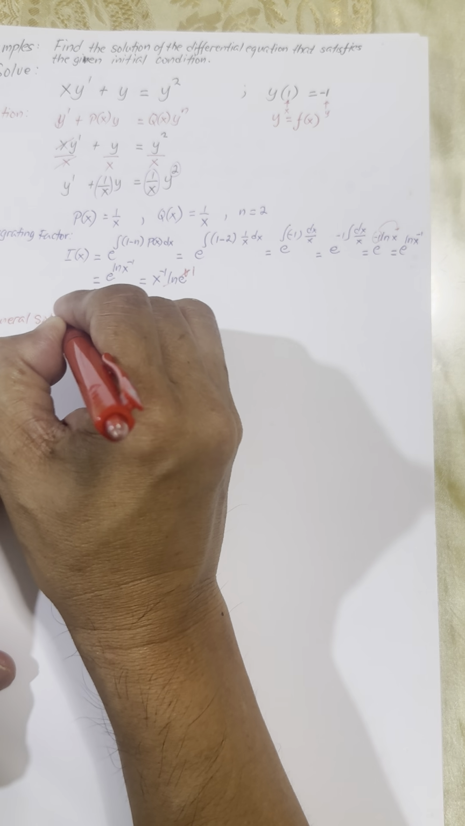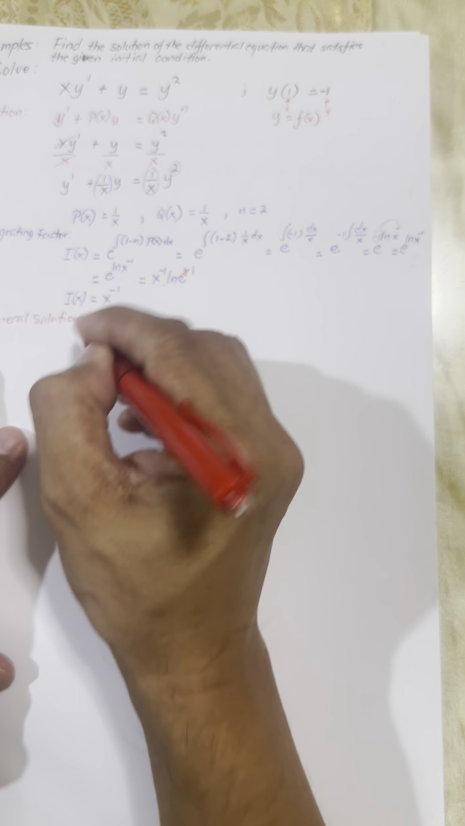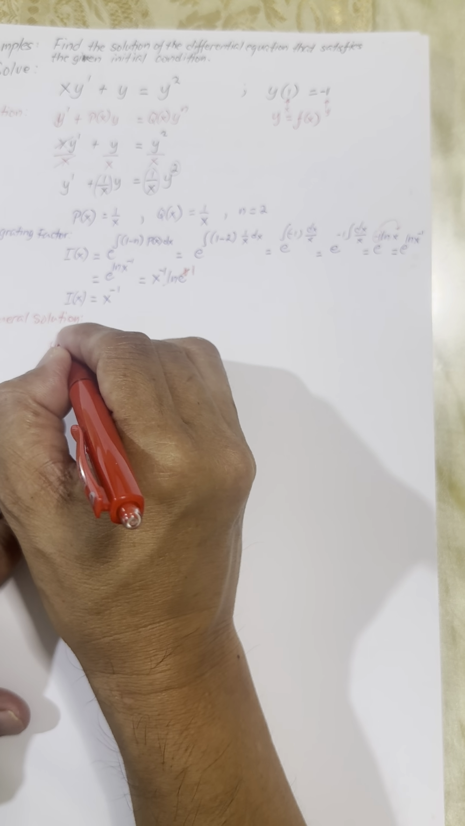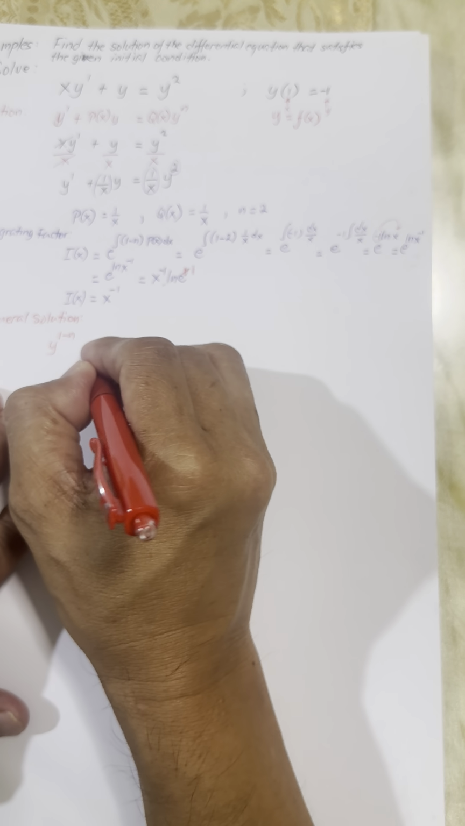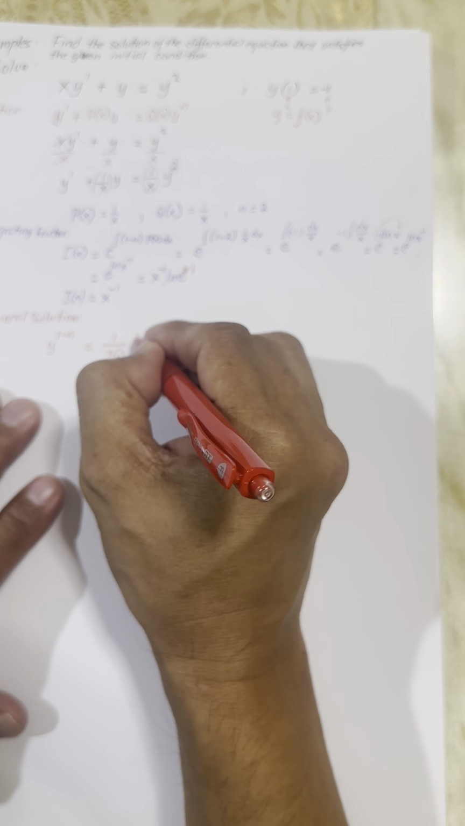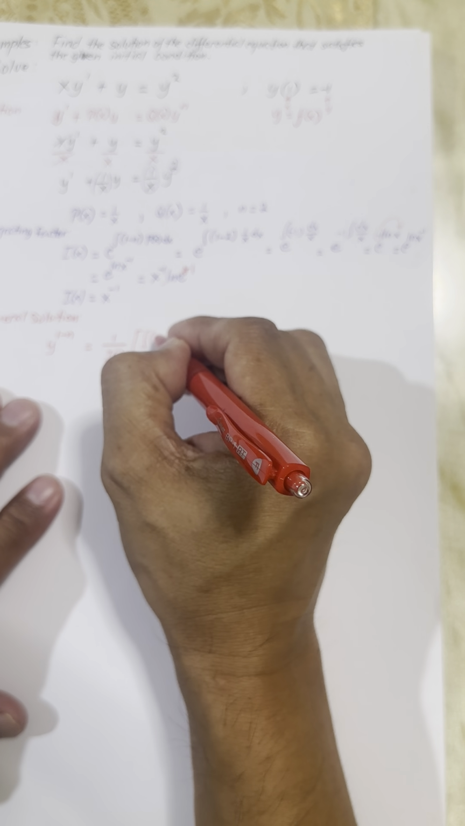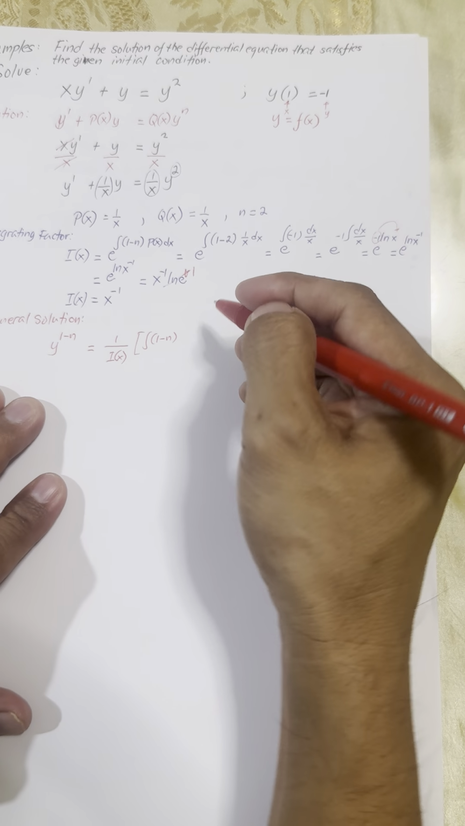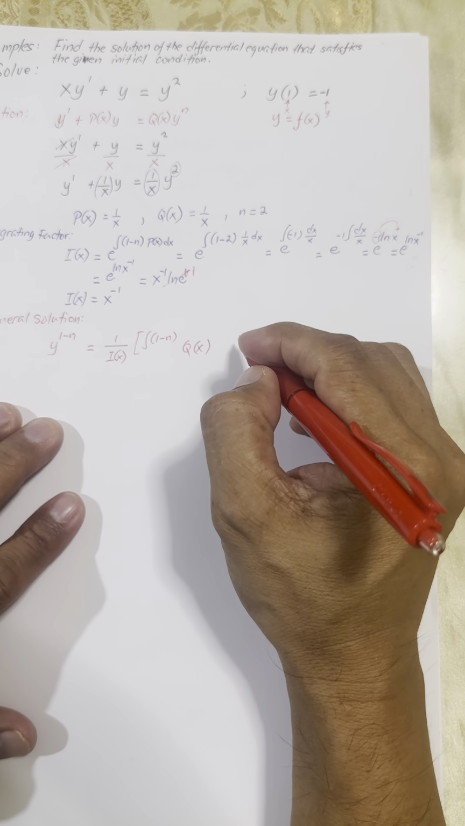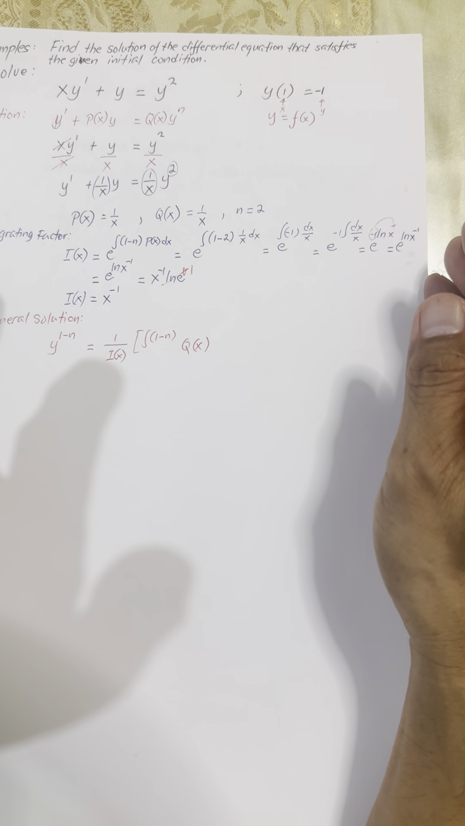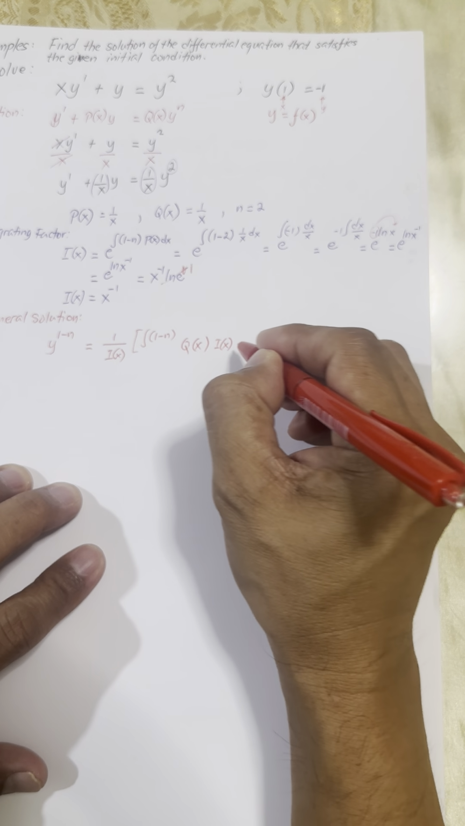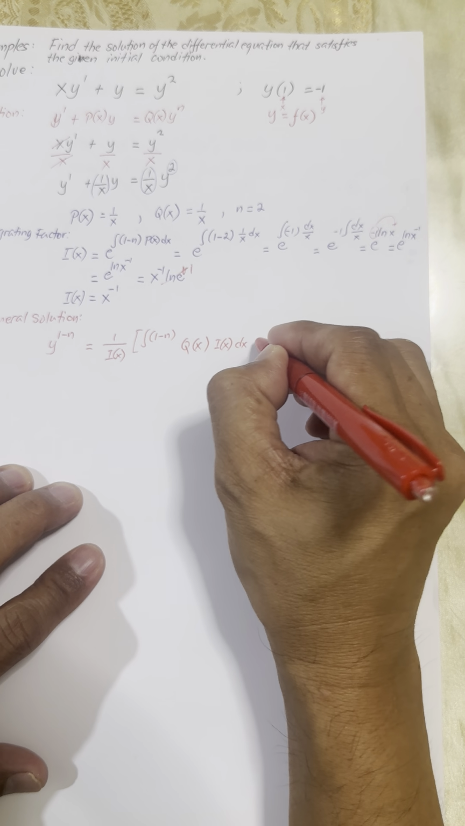So we can abbreviate this as the general solution. The general solution is given by this equation: y to the power 1 minus n equal to 1 over the integrating factor multiplied by the integral of the quantity 1 minus n multiplied by q of x, then multiplied by I of x, then multiplied by dx, plus c.